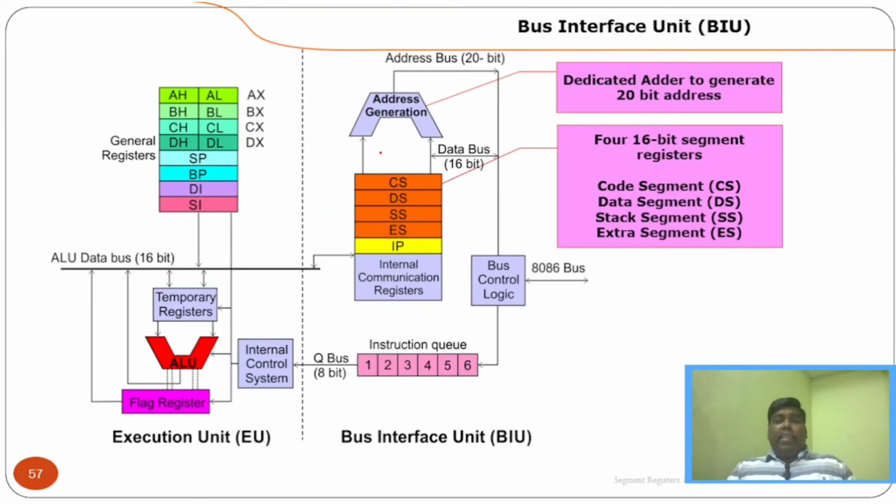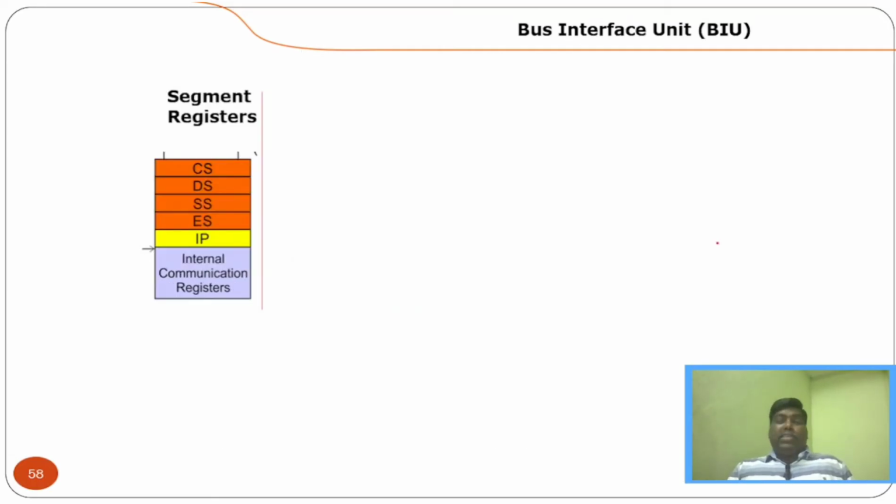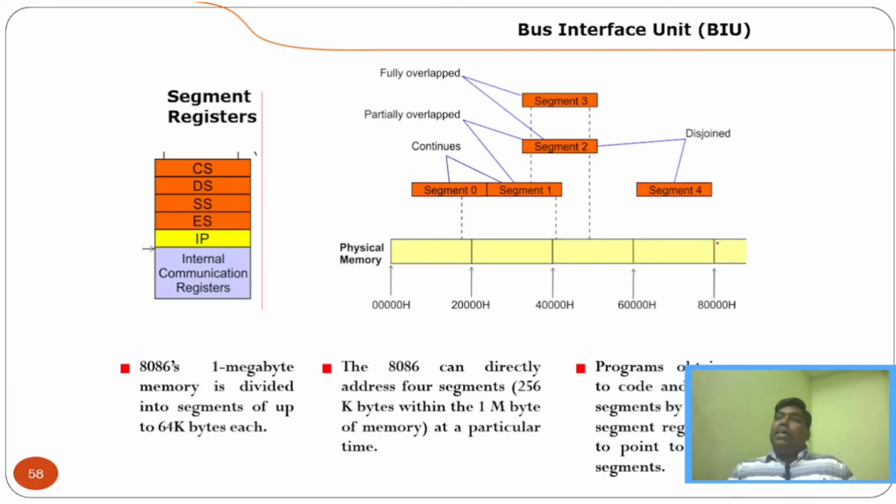And as I said, we have a dedicated address generator, that is, it can identify a 20-bit address by using these segments: code segment, data segment, stack segment, and extra segment, right? And when it comes to segment registers, I already explained what a segment register is. That is, the memory of 8086 is split into 4 different segments.